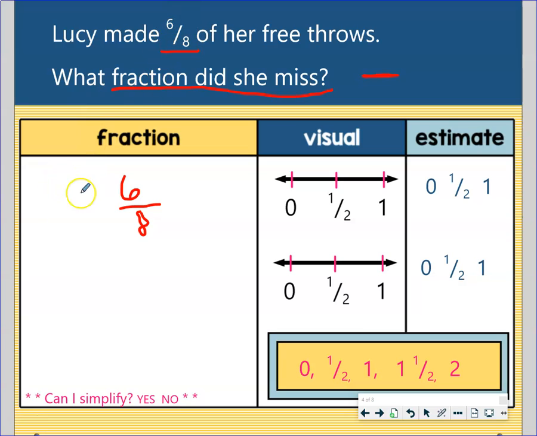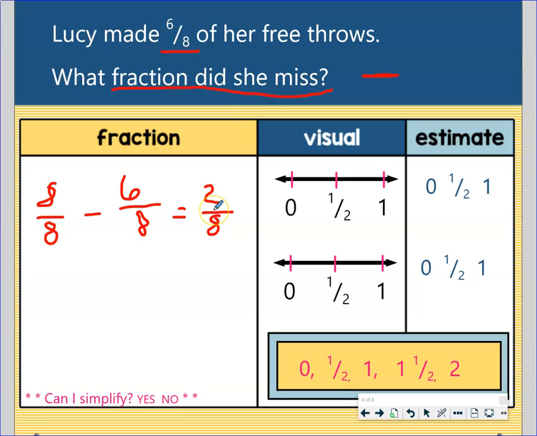If I'm dealing with eighths, to make eighths into a whole number, I have 8 eighths. So we have 8 eighths minus 6 eighths. Our denominators are the same, so I can keep my denominator the same. Now I have 8 minus 6, which is 2.